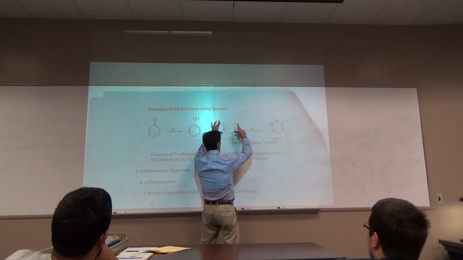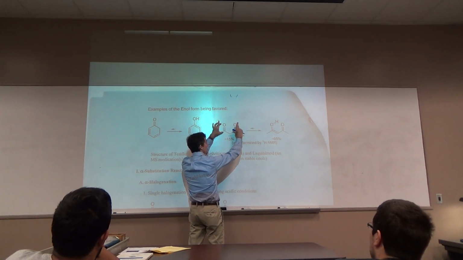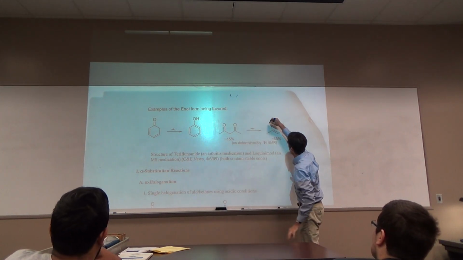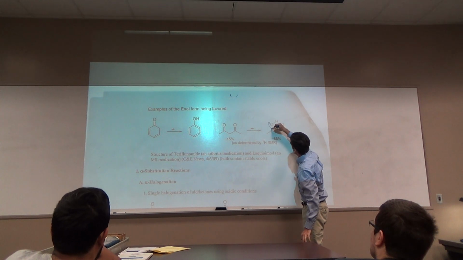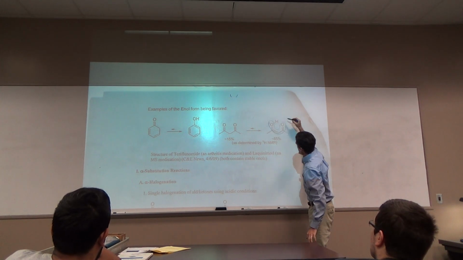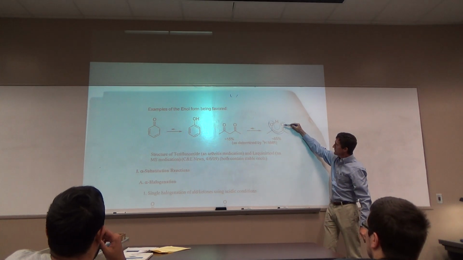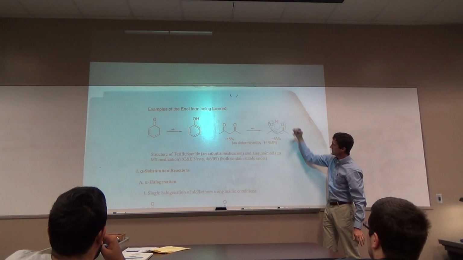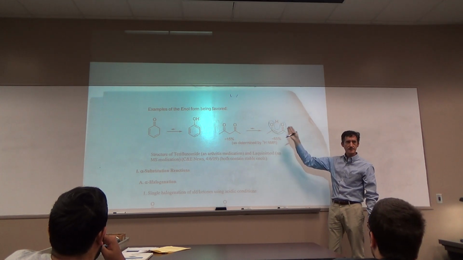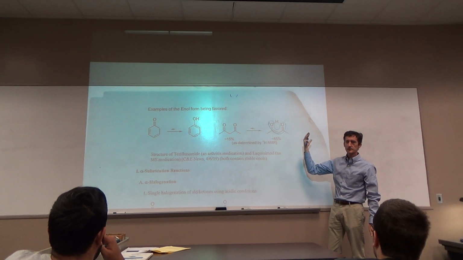Conjugation. Here you have two different pi systems. They're not conjugated. Here, all that's conjugated through there. Pi bond, lone pair conjugated with pi bond. You have an extended conjugated system. Conjugation typically is good.